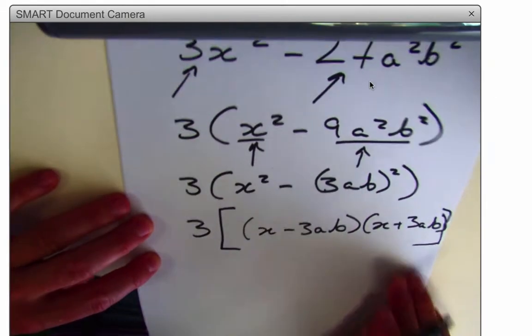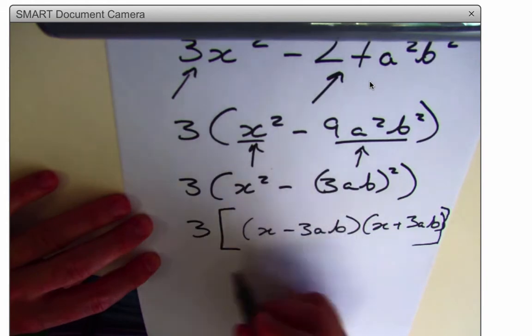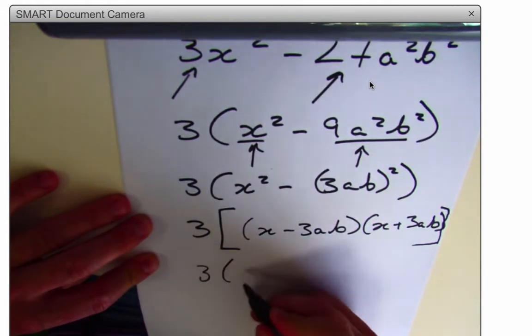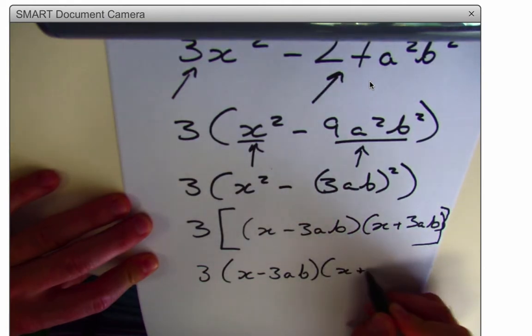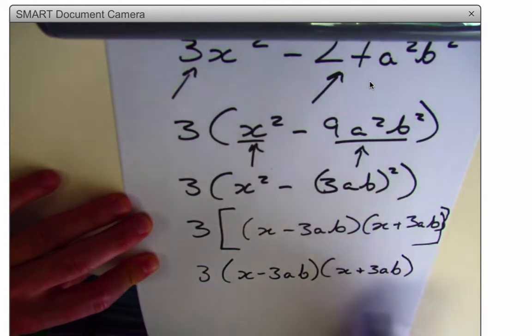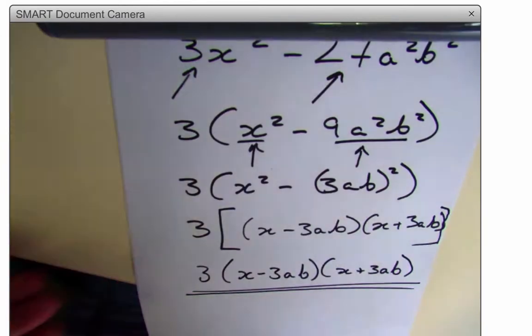And of course, I'm just going to rewrite that. We don't need the big brackets anymore because we can write this as x minus 3ab, x plus 3ab. And that is a bit neater, so that is the way we like it. Underline my answer nice and clear.